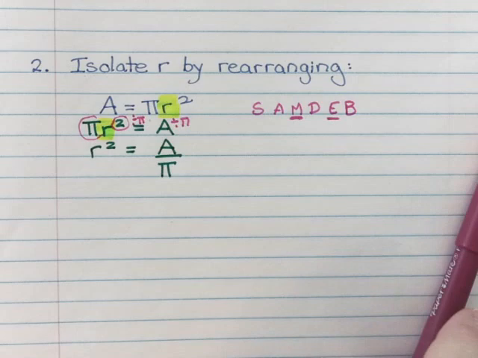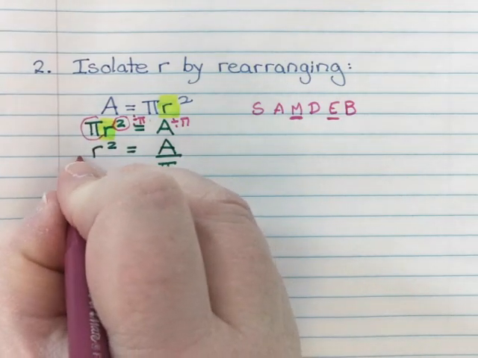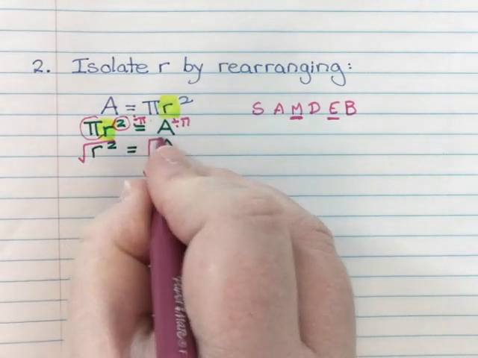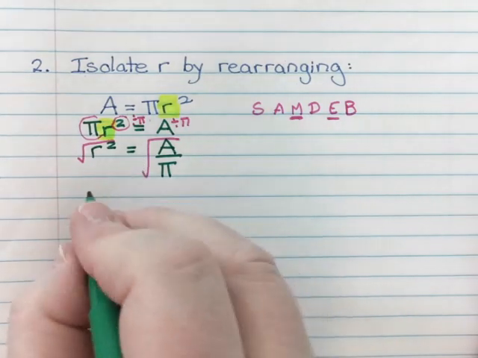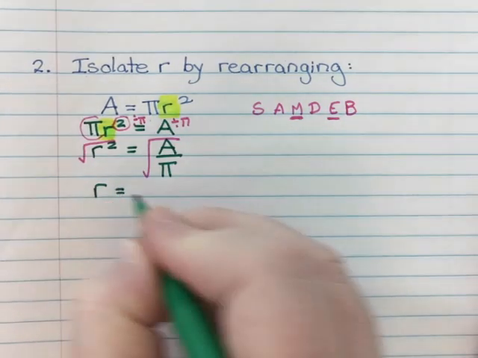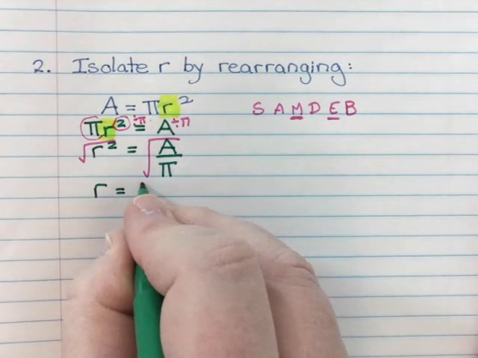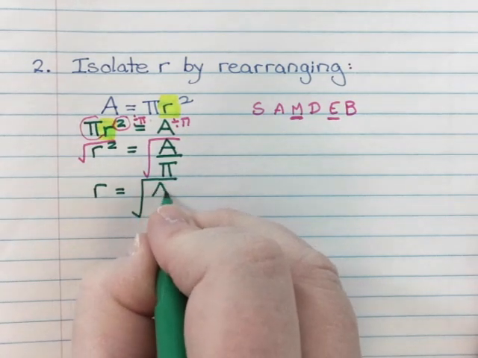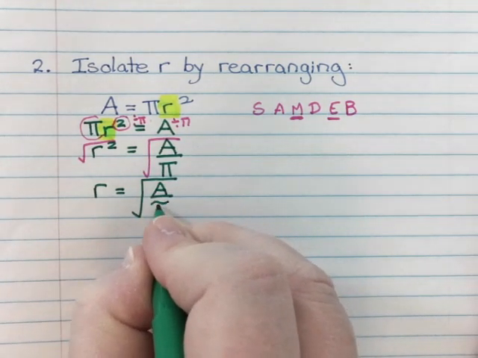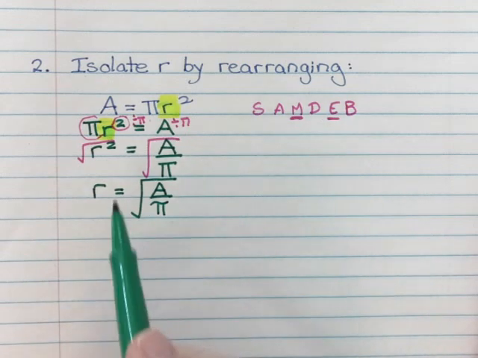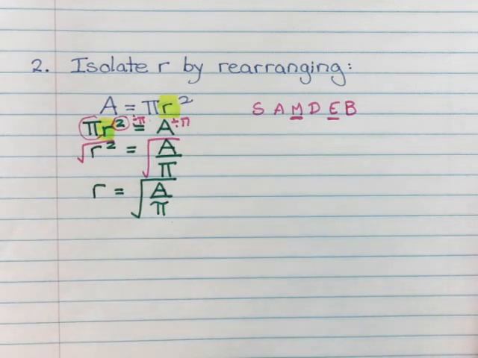And then to cancel out a square, we would do a square root. So I would get r equals, and you want to make sure that that square root goes all the way down to the bottom of that fraction. So it's A divided by pi. So it's the square root of A divided by pi.